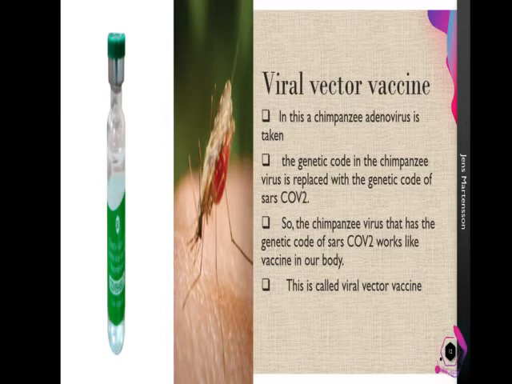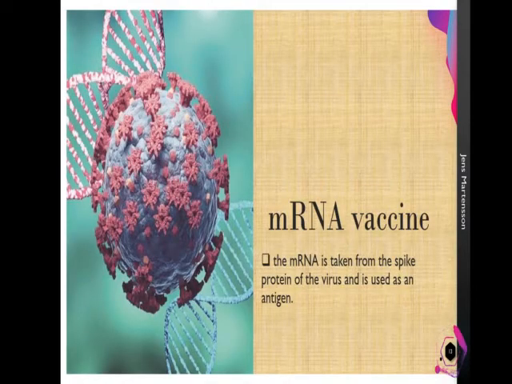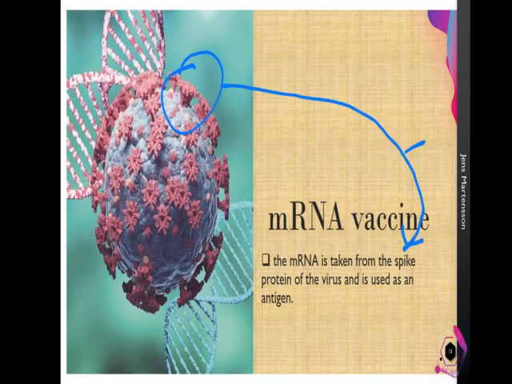And also Sputnik V is an example of a viral vector vaccine, but the major difference is that instead of chimpanzee adenovirus, it takes a human virus. Now next is the mRNA vaccine. What happens in this mRNA vaccine? If you can see in the image, the red part which is bulged out like an umbrella is called the spike protein of the virus.